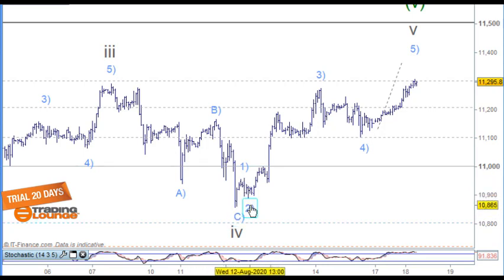So wave 1 and 2 here, and then wave 3 here. Wave 3 will have 5 waves in it, so 1 and 2 and 3 and 4 and 5 here, and then an A and a B and a C wave here for wave 4. This is really quite clear here.